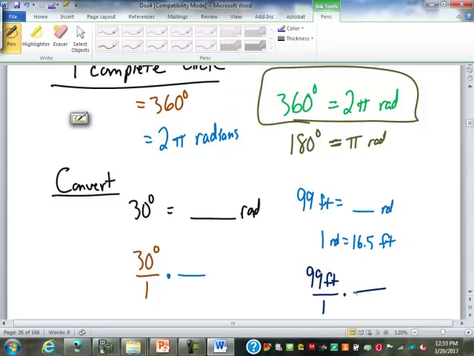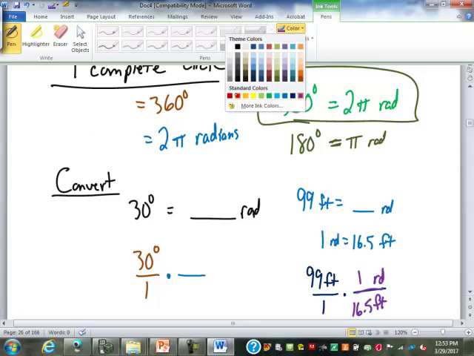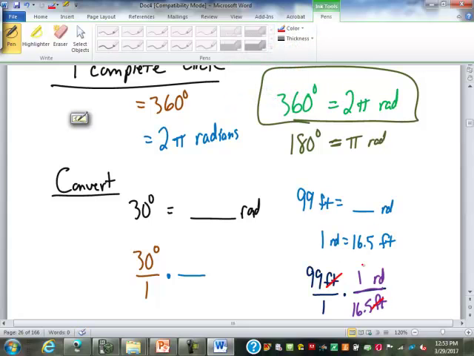You're going to multiply by a conversion factor where you're going to put feet on bottom so they cancel out. Rods on top. 1 rod is 16.5. The feet cancel out. You've got 99 rods over 16.5, which divides out to be 6 rods. Look familiar?